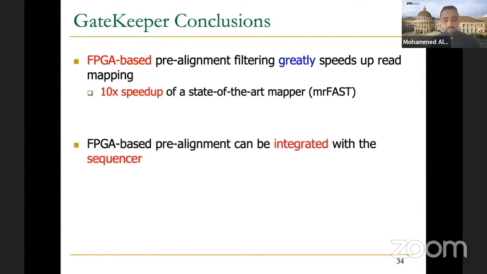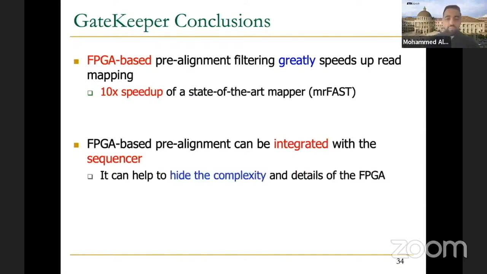The FPGA-based pre-alignment filtering can be integrated with existing sequencers. Most of the existing short read sequencers have an FPGA inside to do the translation from the raw sequencing data into the FASTQ file, or what we have currently. And that's what we call the base calling step. Since it has a low footprint for the FPGA implementation, less than 5%, you can maybe integrate it with the existing FPGA inside the sequencing machine.